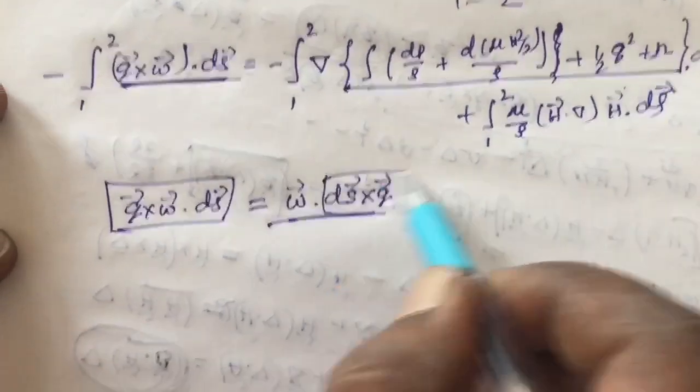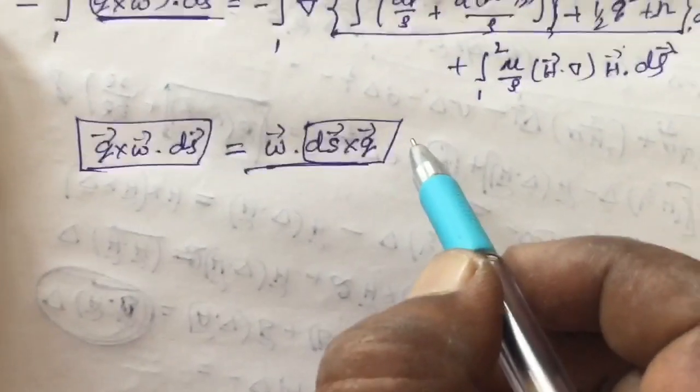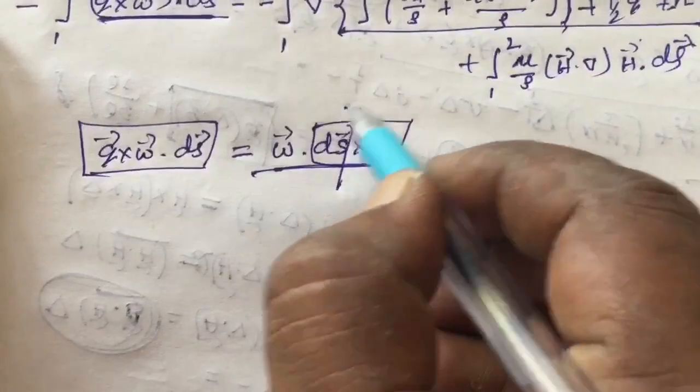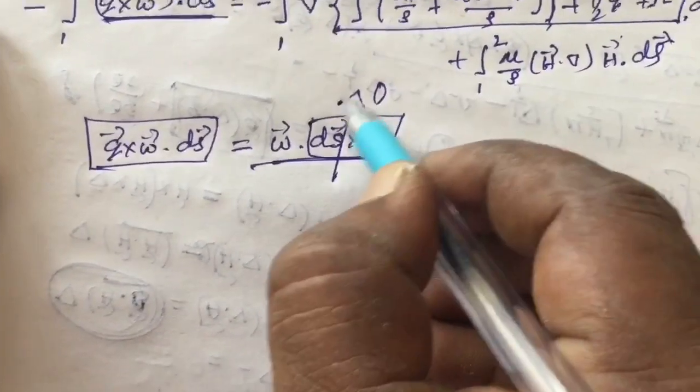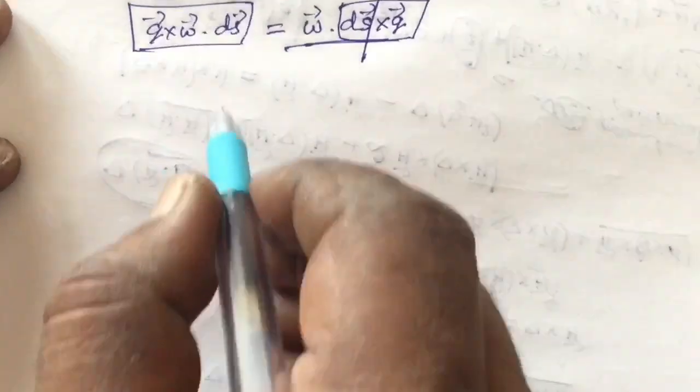Here the surface and velocity are in the same direction, meaning they are parallel. That's why that term must be equal to 0.